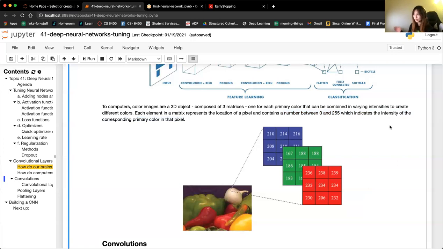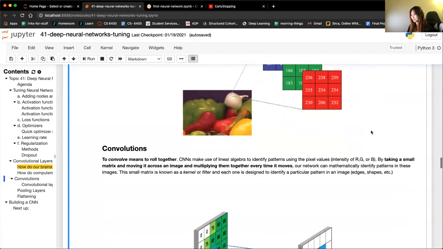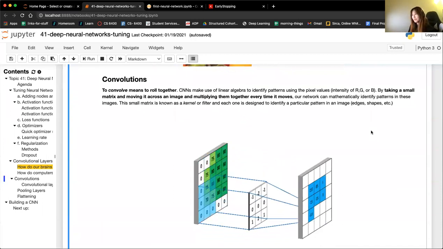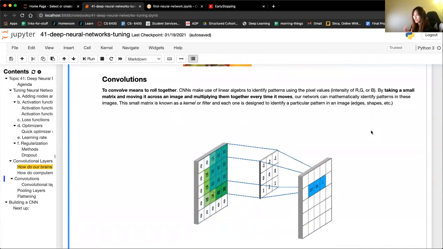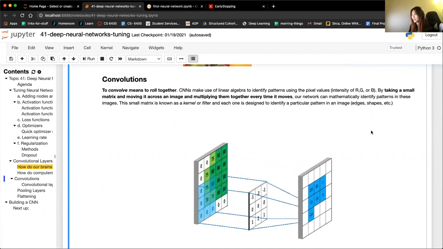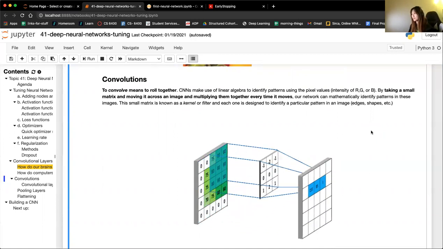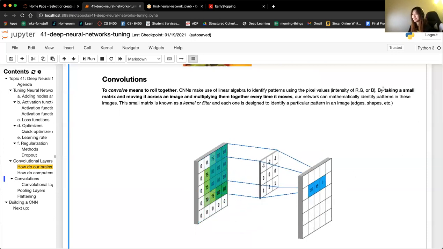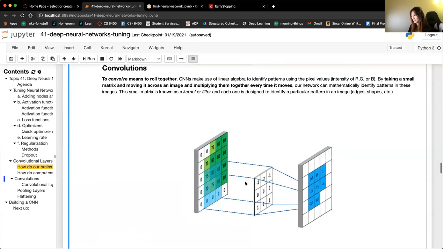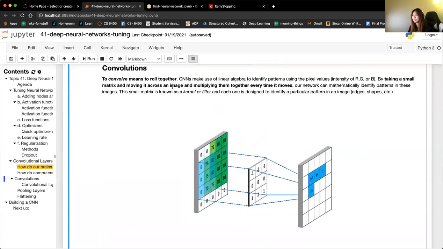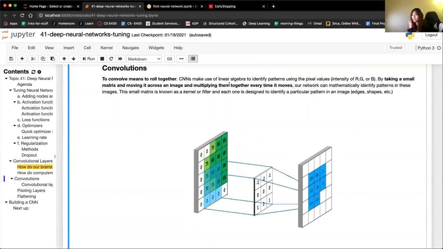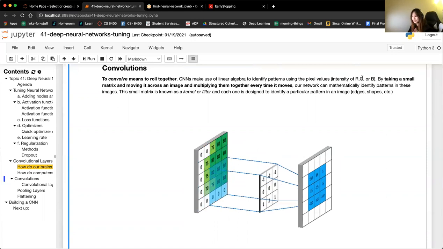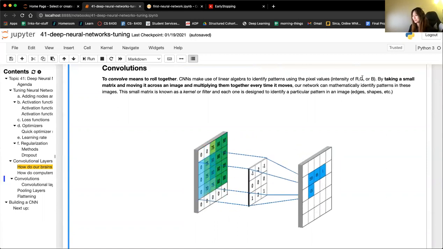That brings us next to the idea of convolutions. To convolve means to roll together. Basically, convolutional layers make use of linear algebra to identify patterns using pixel values. They take a small matrix, and this is a pretty good diagram, I think, and move it across an image, multiplying the numbers together every time it moves. This is how it detects patterns.